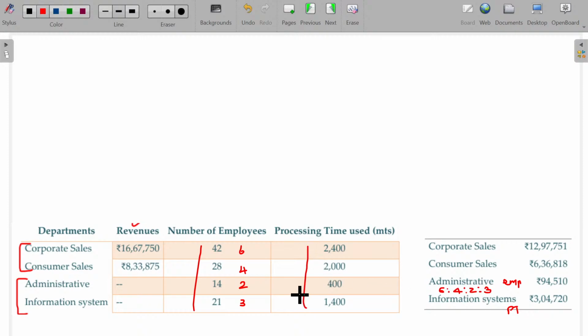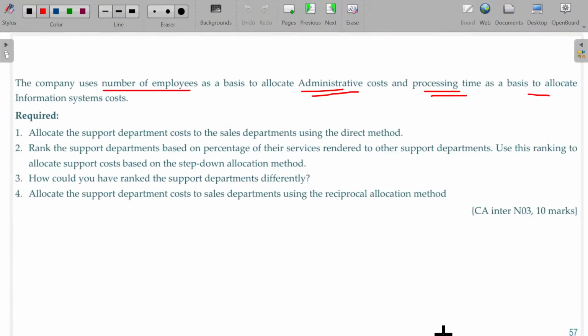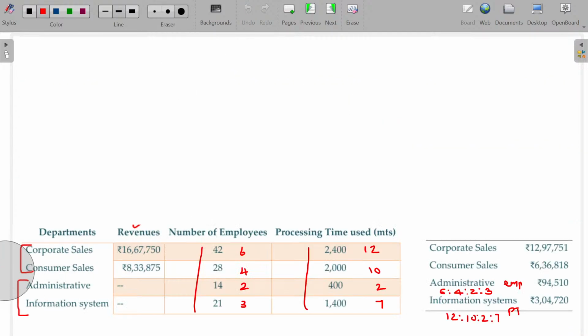And processing time being 6, 5, 1, okay, I have to reduce this: 12, 10, 2, 7. 12 is to 10 is to 2 is to 7 is the ratio. Requirement: allocate the support department costs to sales departments using direct method. That's the first one. Okay, direct method.